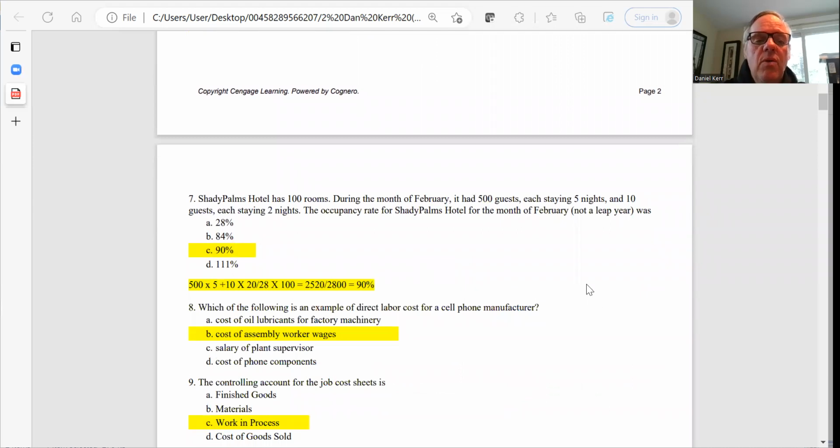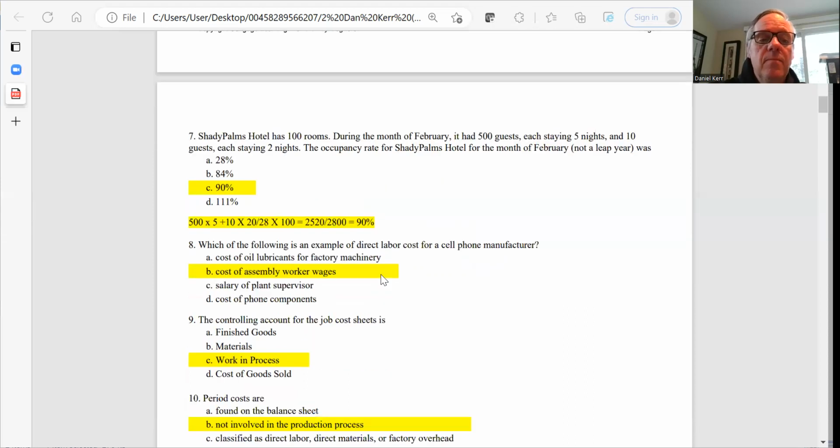Number 7, this one requires calculations. It's the occupancy rate. The total room nights sold: you had 500 guests, each staying 5 nights, so that's 500 times 5, and you had 10 guests spending 2 nights. If you multiply that all out, you get 2,520 room nights, and your capacity is 2,800. So that's how you got 90%.